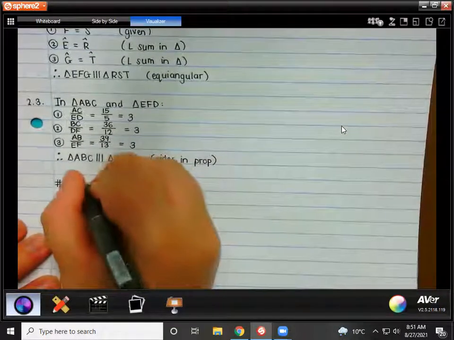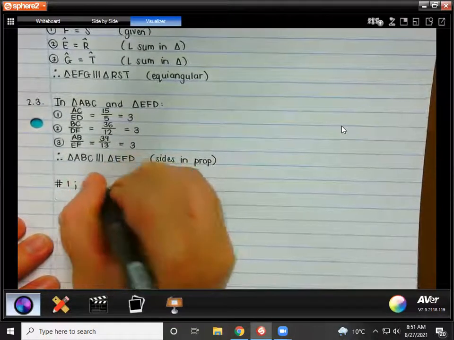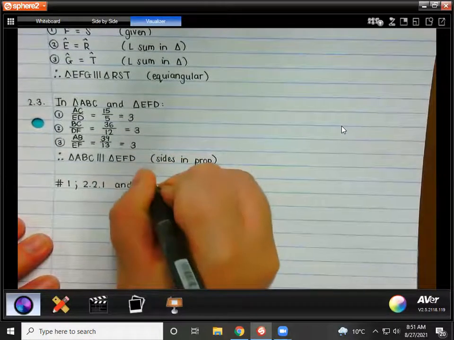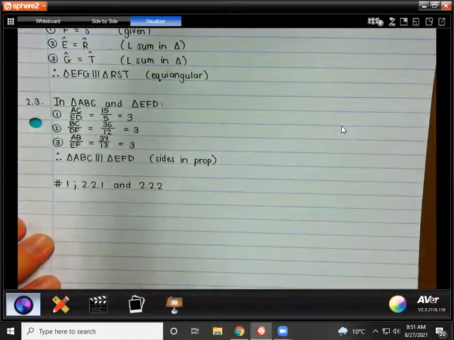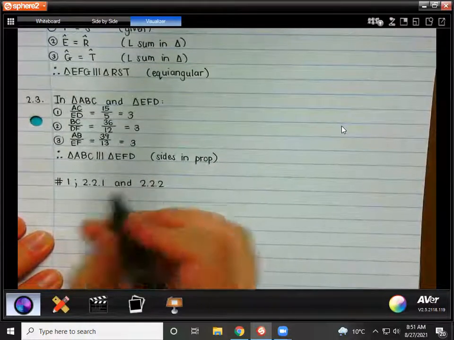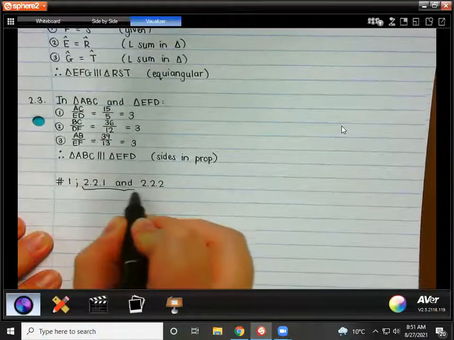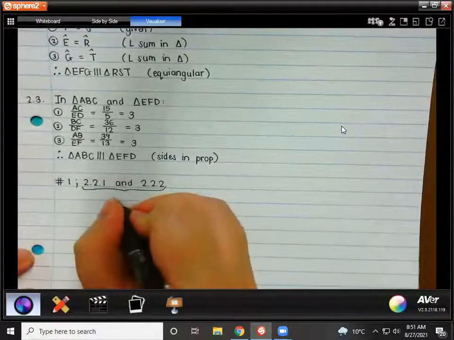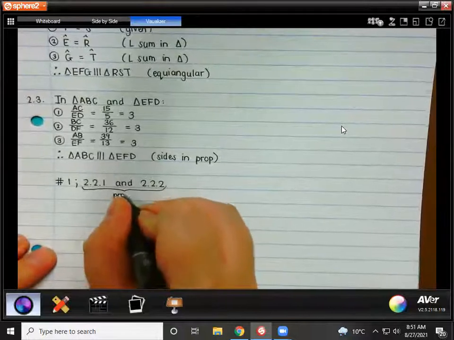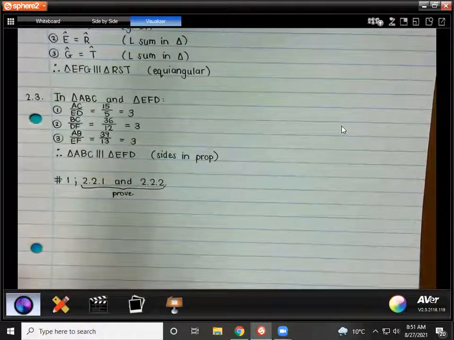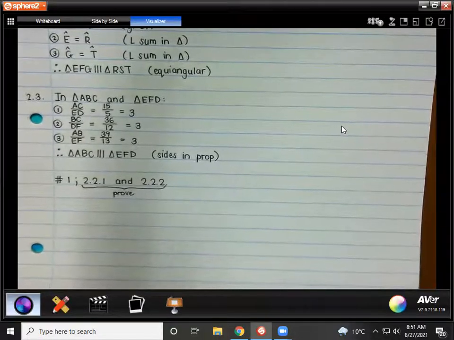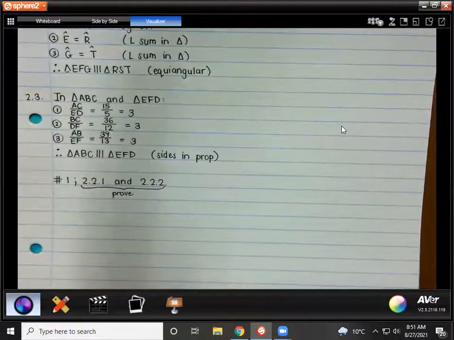Then I want you to do 2.2.1 and 2.2.2. Now in these two questions, you are going to prove. So you're going to do it like we did here, where you have your 5 lines. So these two questions are to prove. Now I just want to show you those questions quickly because they are a bit different from the ones that we've done so far.